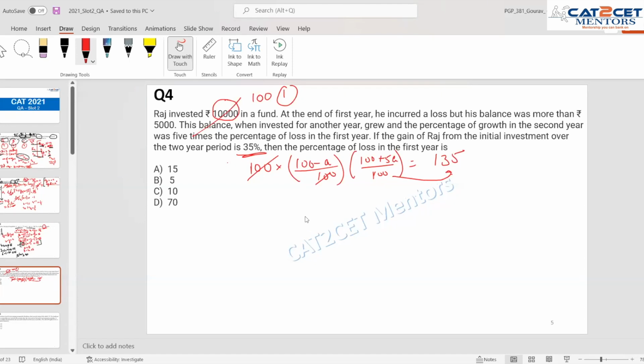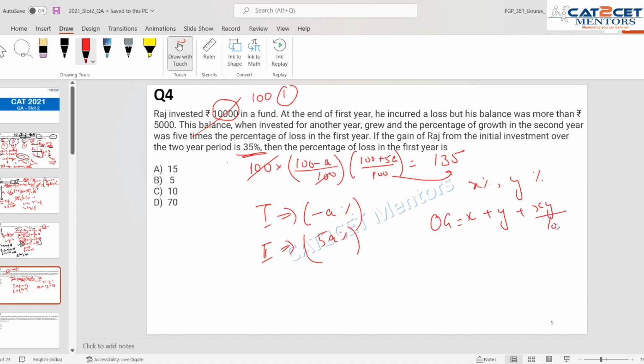But guys, we are smart people, we won't do that much hard work. Okay, so we will use a different formula, which is successive percentage addition. So in the first year we had a gain of minus a%. Effectively we had a loss of a%, but we can say we had a gain of minus a%. And in the second year we got a gain of 5a%. Then in successive percentage addition, we know if we have a gain of x% in the first year and a gain of y% in the second year, then our overall gain is equal to x% plus y% plus xy% upon 100.